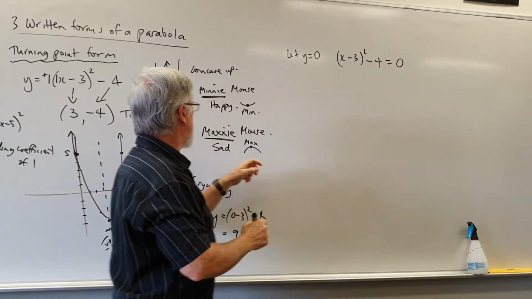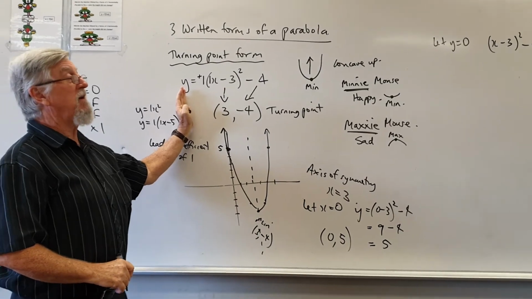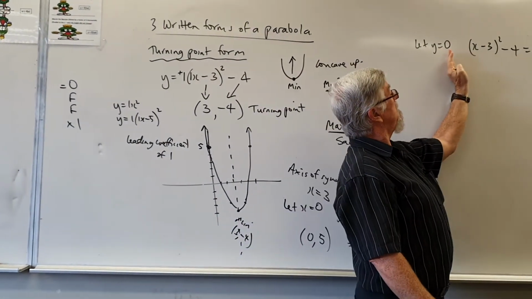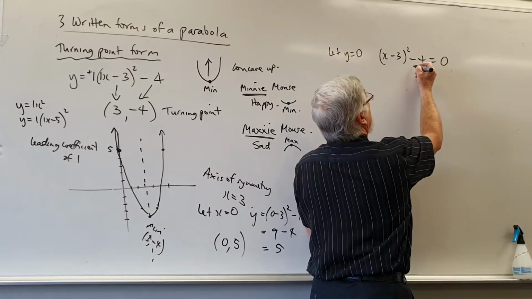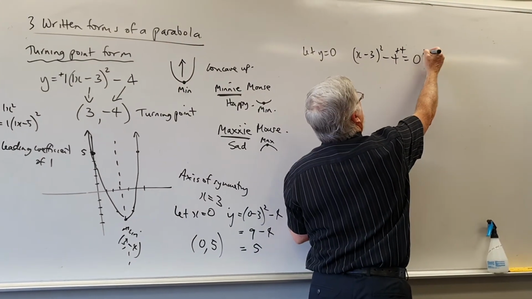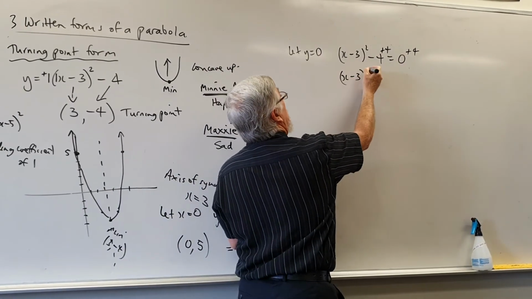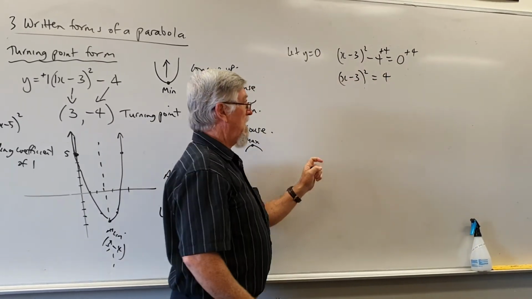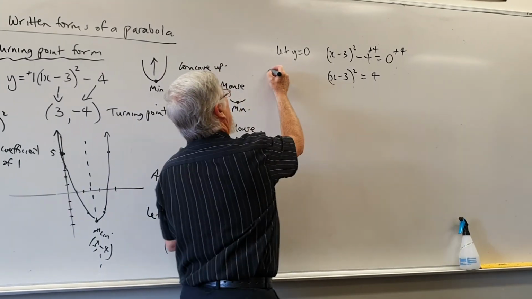I talk about creatures of habit. I'd like to talk about this being the 0 here. I could have written 0 at the front, but I prefer to write 0 at the back. How do I get rid of a minus 4? If I add 4 this side, I add 4 to that side. I've got (x minus 3) squared equals 4. How do I get rid of the square? I square root both sides.